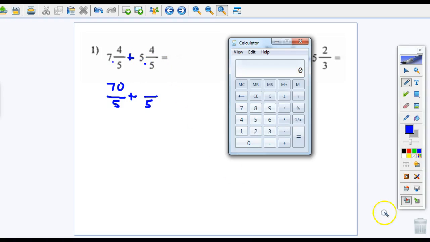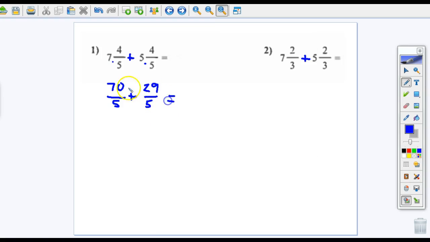Oh, come on. 5 times 5. Whoops, that didn't work. Let's try this again. 5 times 5 plus 4 equals 29.